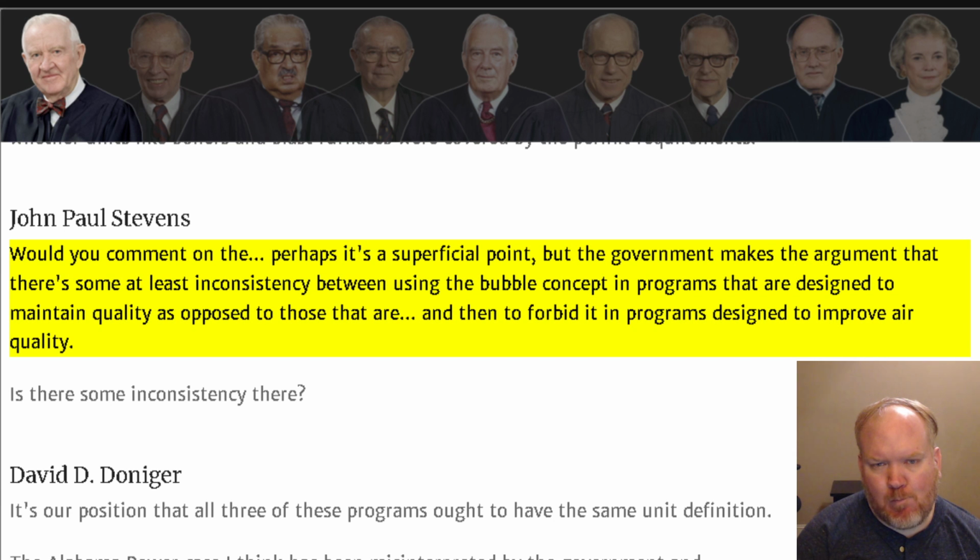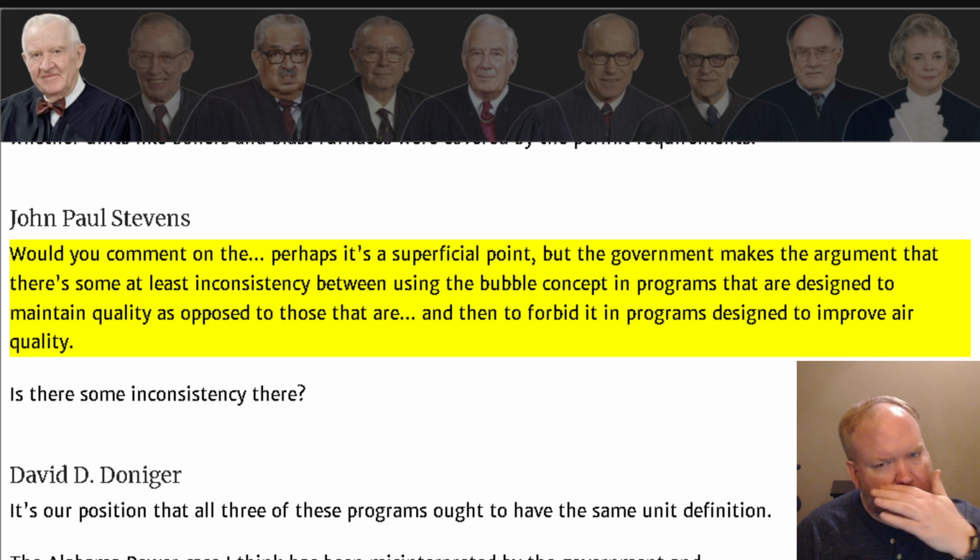Would you comment on, perhaps it's a superficial point, but the government makes the argument that there's at least some inconsistency between using the bubble concept in programs that are designed to maintain air quality as opposed to those that are designed to improve it, and then to forbid it.